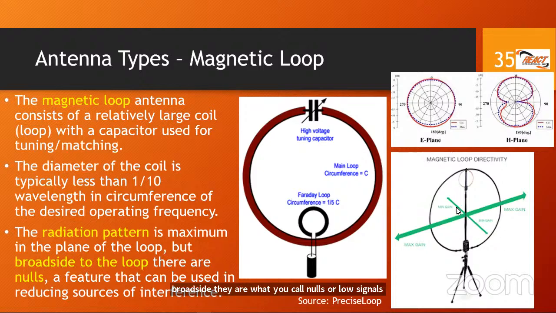You could use it for direction finding, and you can also use it to reduce interference. If you're getting interference from a particular direction, you can use this magnetic loop and essentially ignore that source of interference, because you are putting that source of interference against the null of this loop antenna, and that's how you reject that interference. So that's one way you can use a magnetic loop antenna.